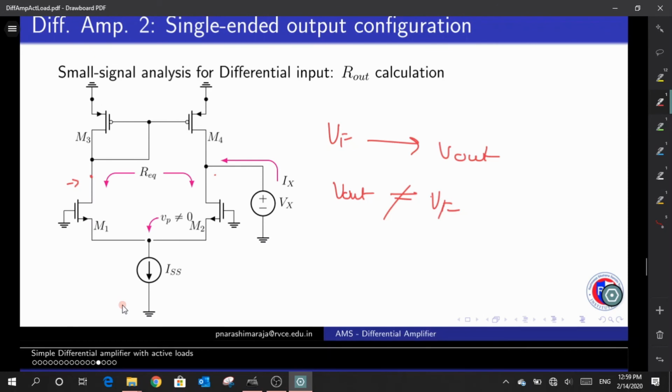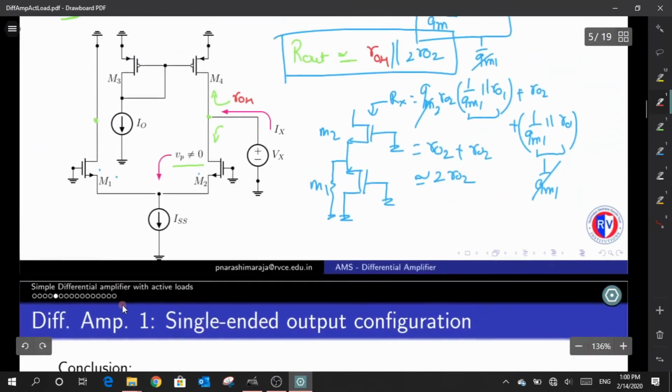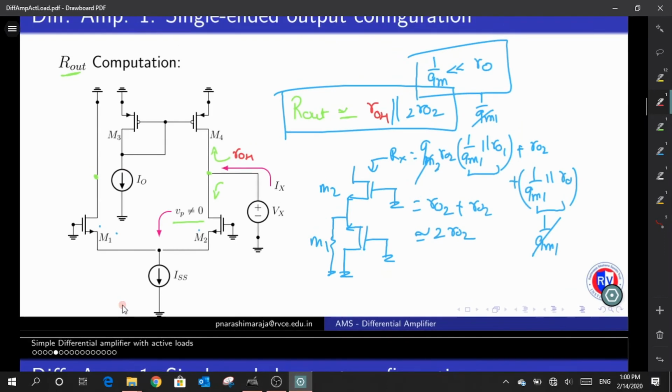Now, how would we evaluate the Rout for the circuit? Whenever I try to draw the small signal model, what happens to this ISS? It's open circuit, so I don't need to consider any of these things. Now the whole point is that in the previous case, when we had the structure, you can get back to the same structure. What is the impedance that I see through this drain of M2? 2 times that of R0 2. It is just not R0 2. It is twice the value of R0 2.